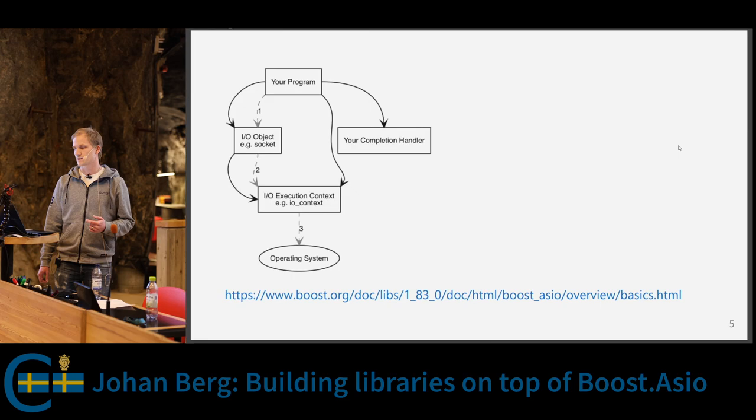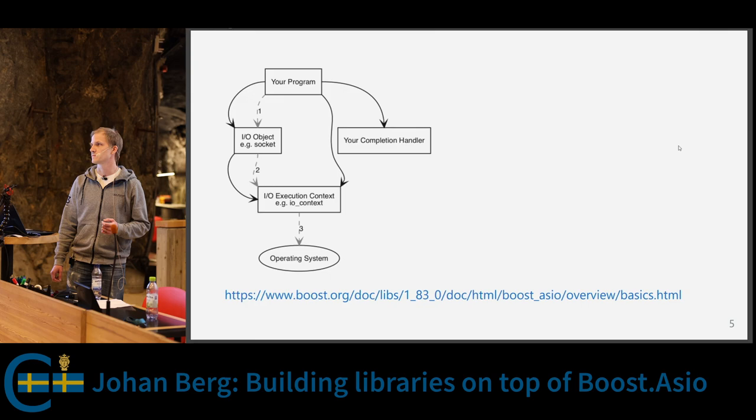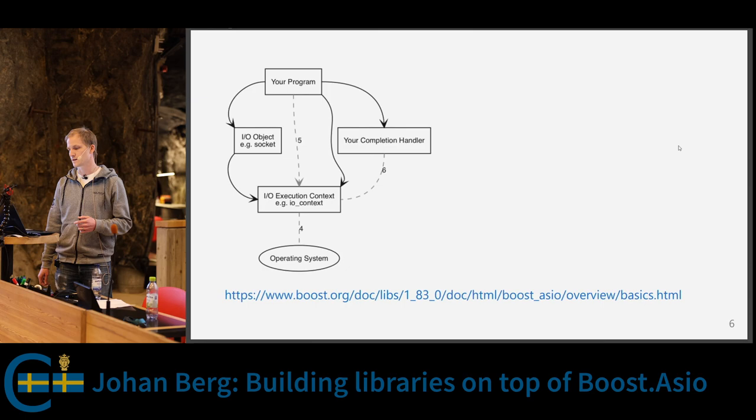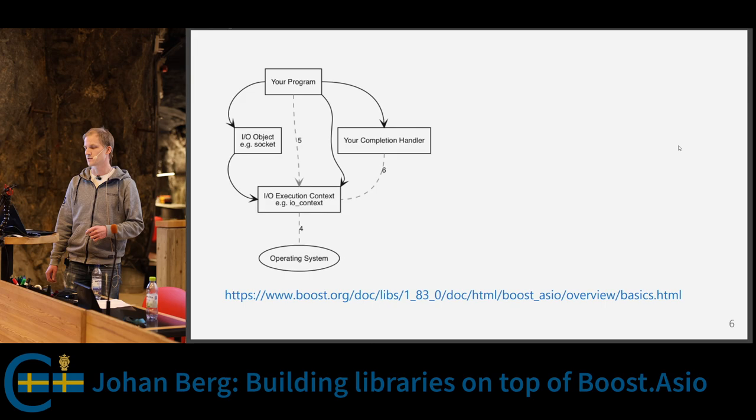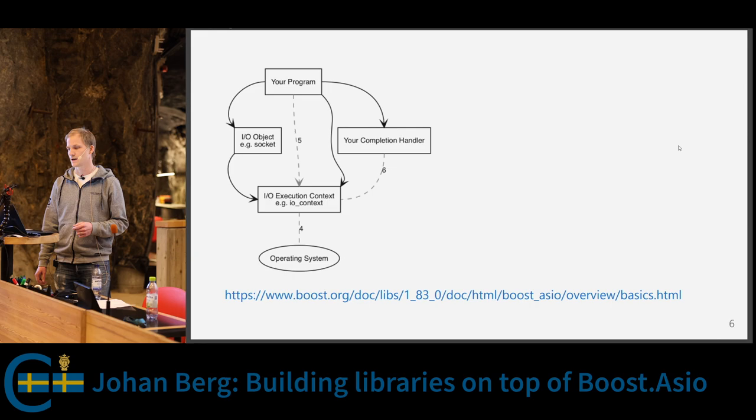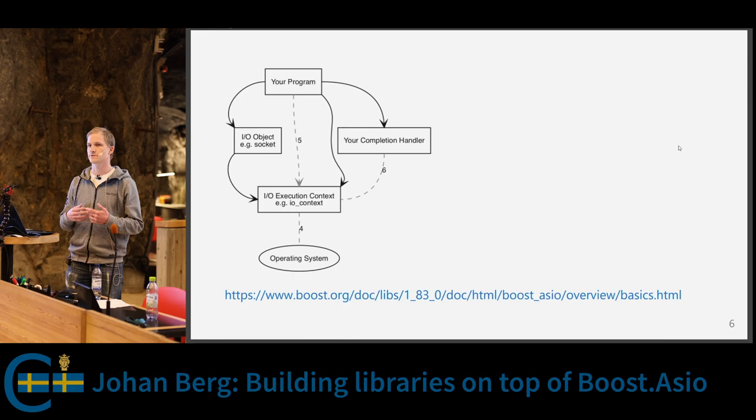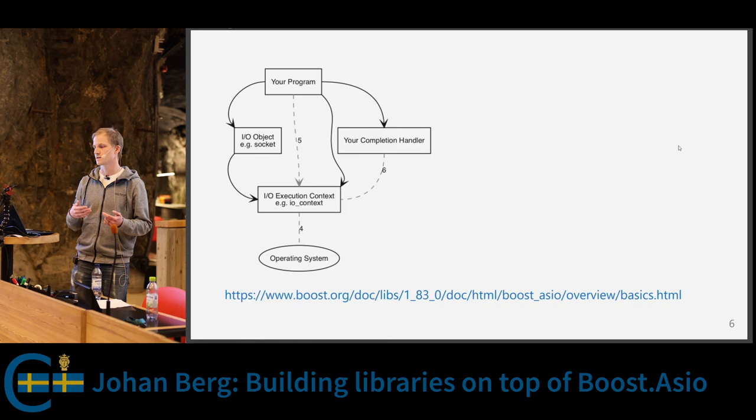And the IO object will forward a request to the execution context, which will signal to the operating system to start an asynchronous connect. Then some time will pass, and the operating system will notify when the connection is completed, and the result will be put on a queue. The next step is our program needs to call a run function on the execution context, and that will dequeue the result of the operation and pass it to the completion handler.